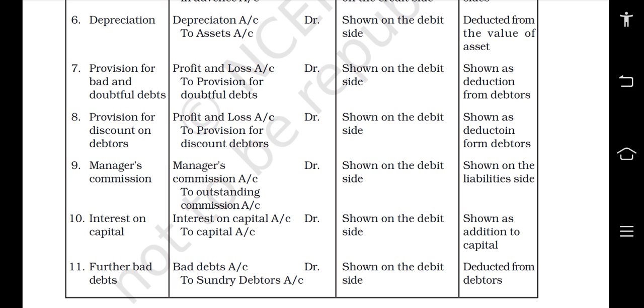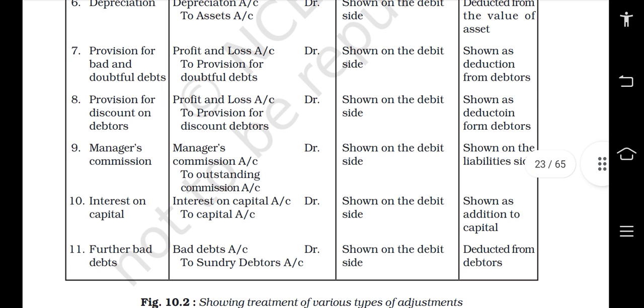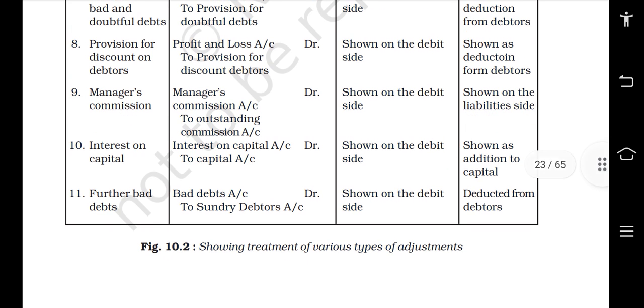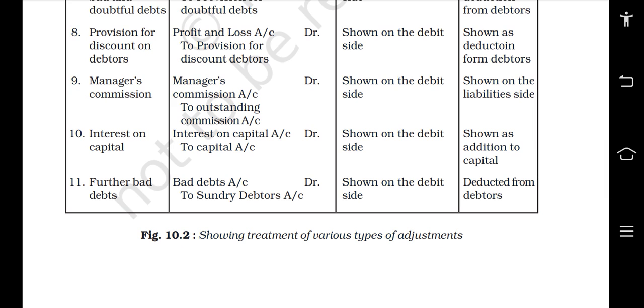Manager's commission. It's also an expense, giving money to the manager. Manager's commission is shown on the debit side of the profit and loss account and also on the liability side. Manager's commission can be calculated in two ways: profit after manager's commission and profit before manager's commission. Profit after manager's commission means, suppose 10% manager's commission is given as additional information in the question.